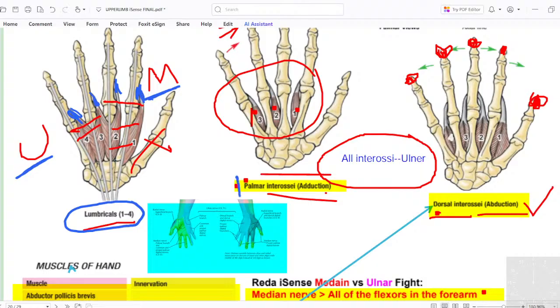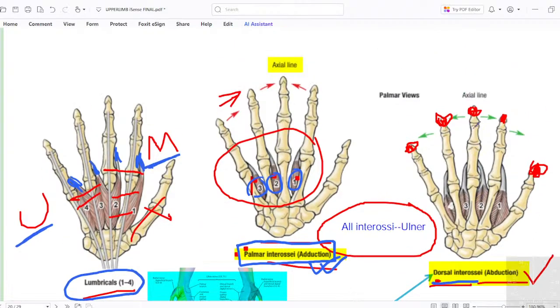Now the palmar interossei, which cause adduction. The palmar interossei are three. Palmar interossei cause adduction, and the dorsal interossei are the opposite. They cause abduction, they take the finger away. You can see the red arrow.